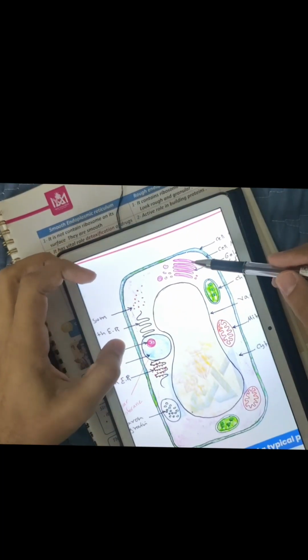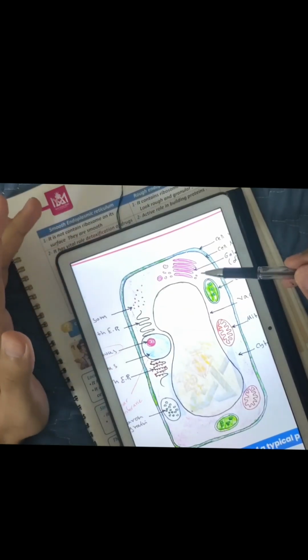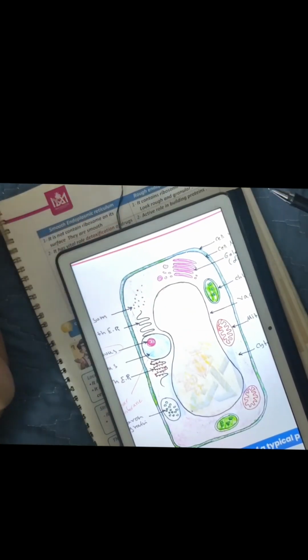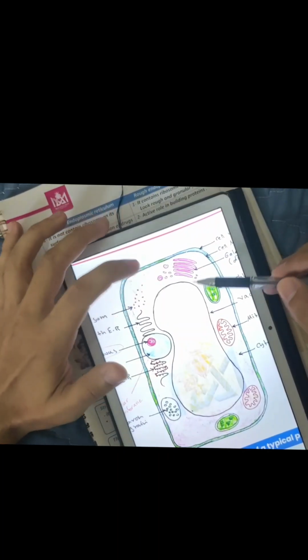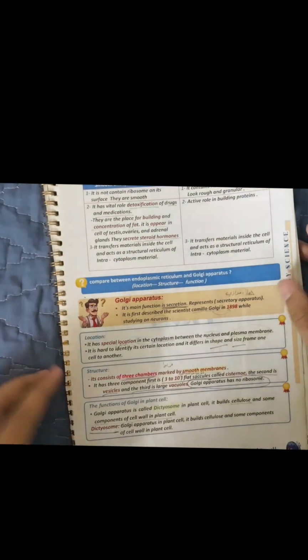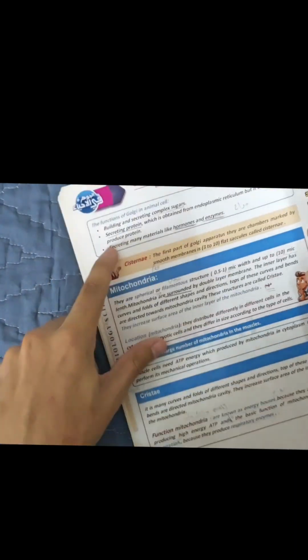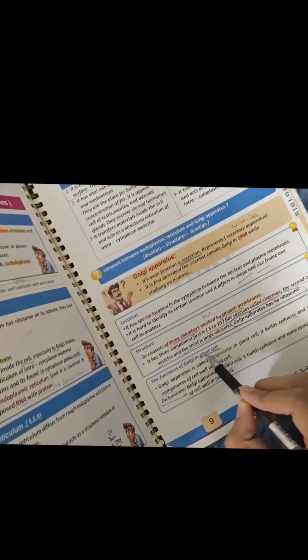So right here we see these 5 flat saccules, which is the Golgi apparatus. These are not ribosomes, by the way. This is part of the Golgi apparatus. Now, that was the function. See, look, this was the function of Golgi apparatus in plant cell, which is called dictyosome in plant cell.